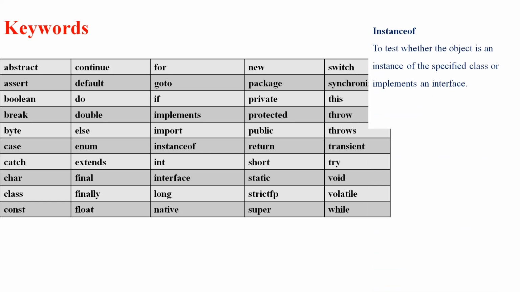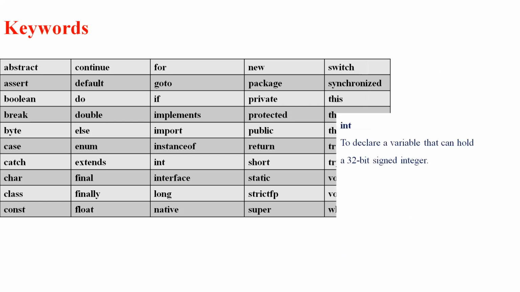So it checks whether an object is an instance of a specific class or an instance of a specific interface. To test whether the object is an instance of a specified class or a particular interface, we'll use this instanceof.